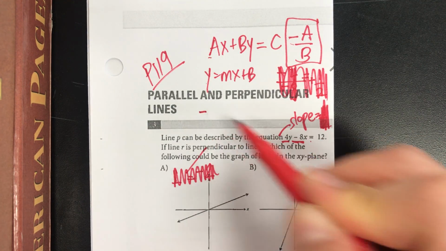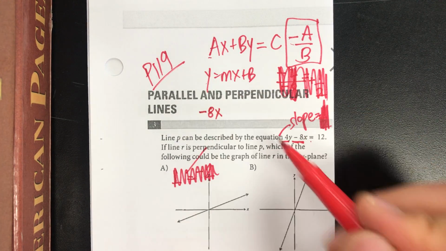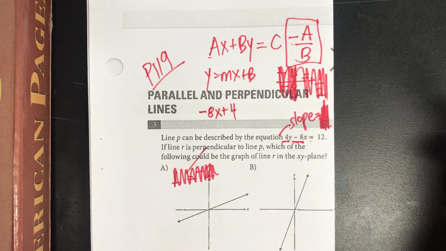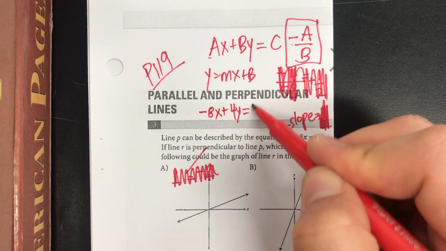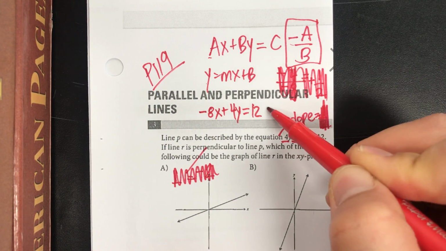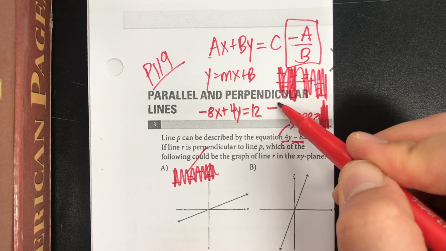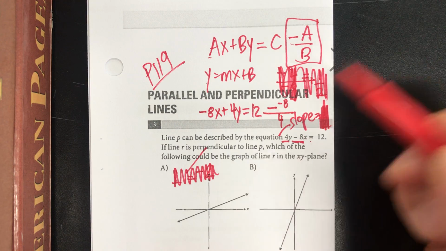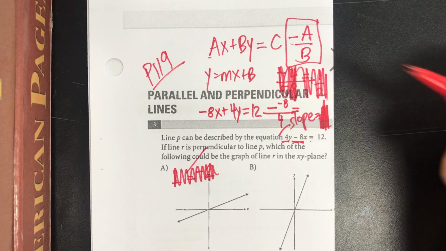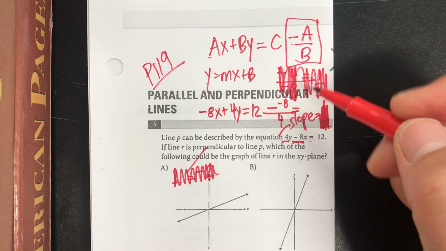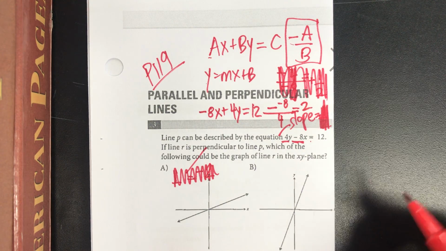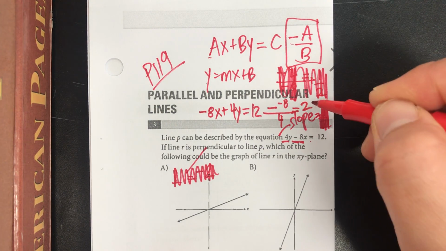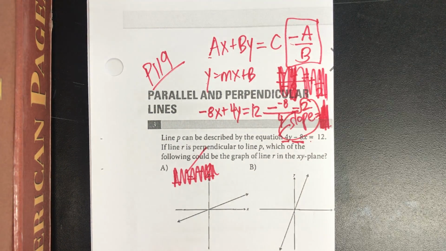It's going to be negative 8x, so that the x is first, plus 4y equals 12. So in this case, negative a is going to be negative and negative 8, which those will cancel out, and b is going to be 4. So this one is going to be 2. Okay, so we know that the slope for this one is going to be positive 2.